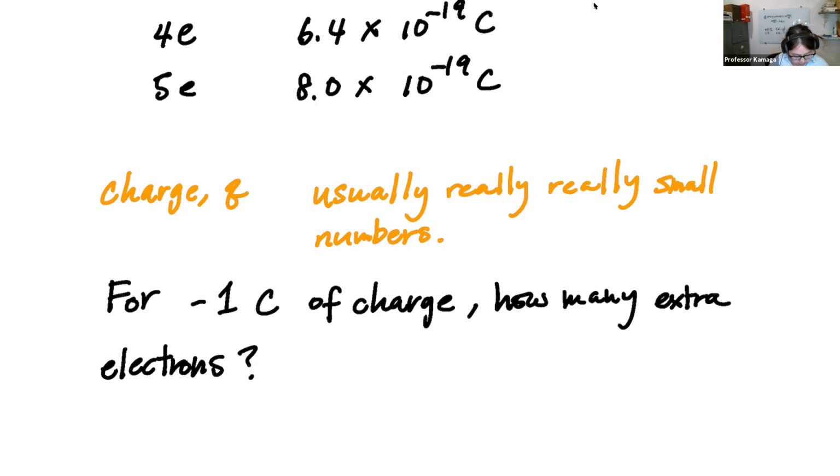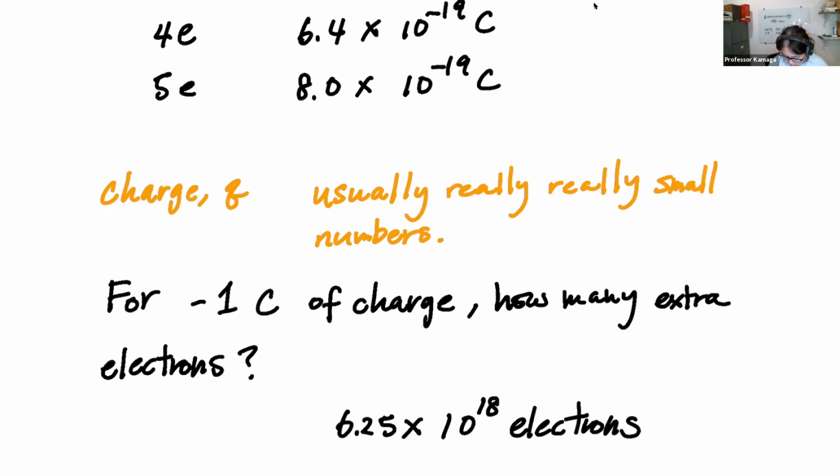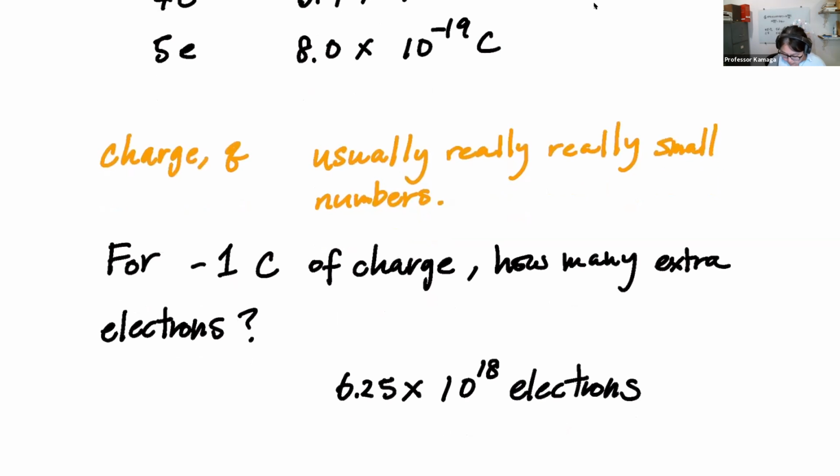That would be about, so it's 10 to the minus 19, right? So you're going to flip it. Then it's going to be about 10 to the 18, 10 divided by 1.6. So it's going to be 6.25 times 10 to the 18 electrons you need for 1 coulomb. That's a lot of electrons, right?